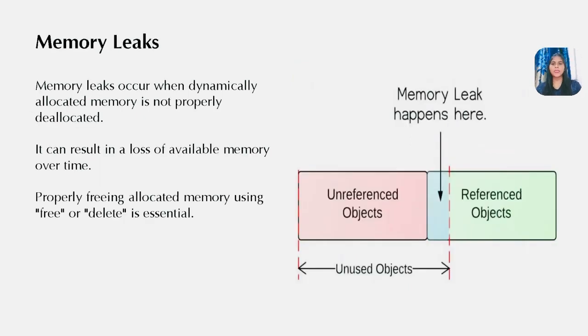Memory leaks. Memory leaks occur when dynamically allocated memory is not properly deallocated. It can result in the loss of available memory over time. Properly freeing allocated memory using free or delete is essential. We can see memory leak happens here where unreferenced object and reference object are there.